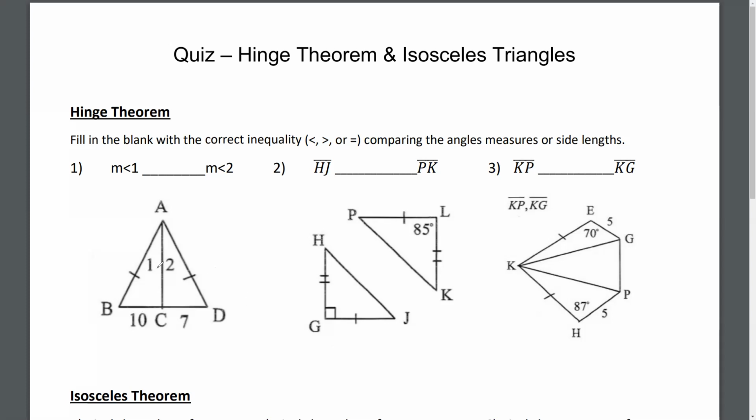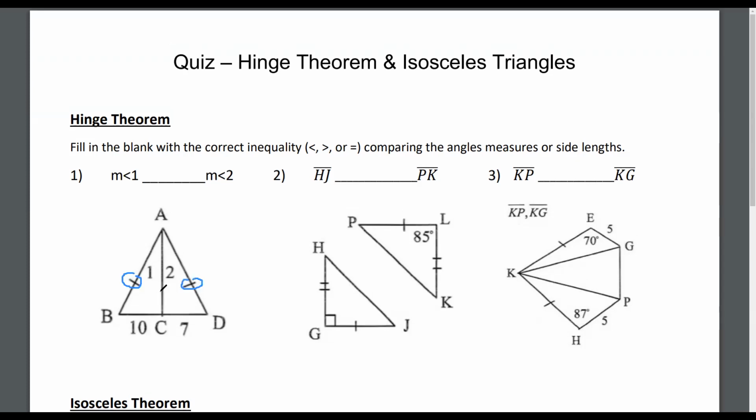For example, here, I need to compare the measurement of angle 1 to angle 2. So I'm going to check, do I meet the conditions of the Hinge theorem? Well, I have a congruent side here and a congruent side here. And then they have a shared side in the middle. And shared sides of triangles, if you remember, are congruent to themselves. So this is a pair of congruent sides with an angle between them that we are comparing. So that is meeting the conditions of the Hinge theorem.